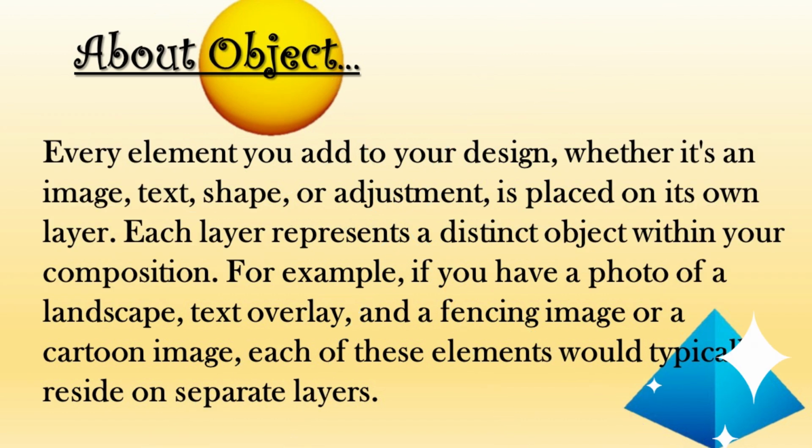Every element you add to your design, whether it's an image, text, shape, or adjustment, is placed on its own layer. Each layer represents a distinct object within your composition. For example, if you have a photo of a landscape, text overlay, and a fencing image or a cartoon image, each of these elements would typically reside on separate layers.